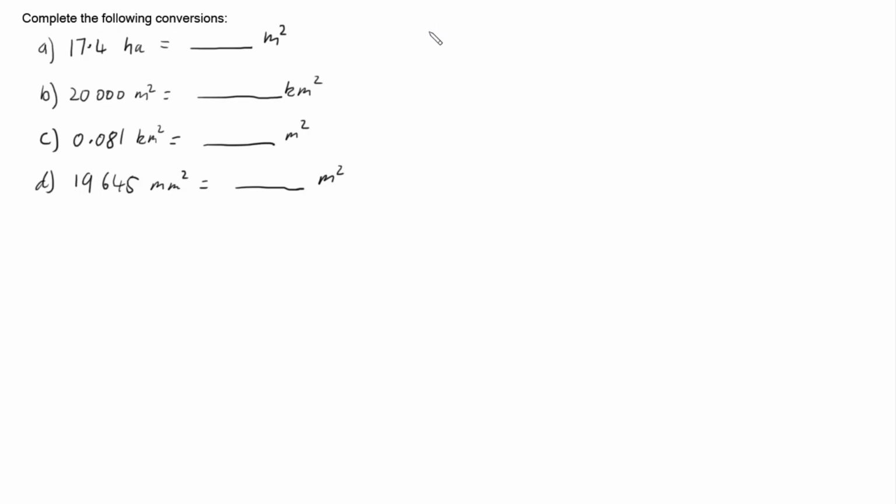Now the first one, part A, is a hectare. Now a hectare is 100 square meters squared. So it's 100 by 100 meters. So what we've got though is we're going from hectares to meters, and we go from a large unit. A hectare is quite large and a meter respectively is small, so we've got to multiply. If we were going the other way from meters squared to hectares, I would divide.